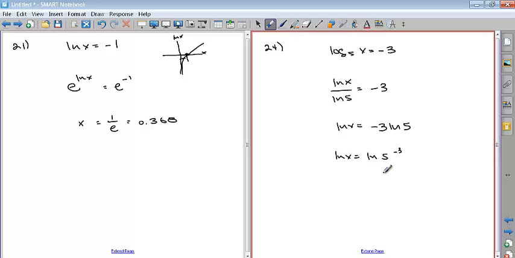So that would be one way of doing it. Then the arguments have to be the same, so x is equal to 5 to the -3 power, which is 1 over 5 to the 3rd power, which is 1 over 125. Okay, so that would be one way of doing it.